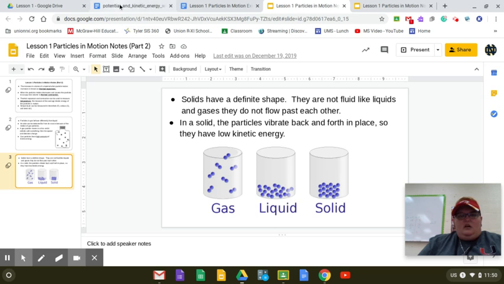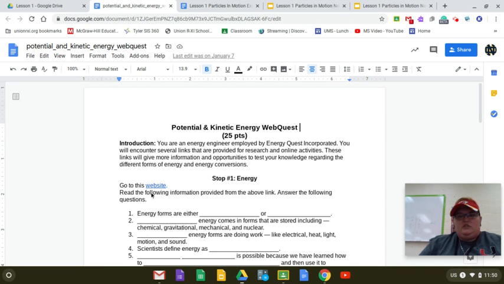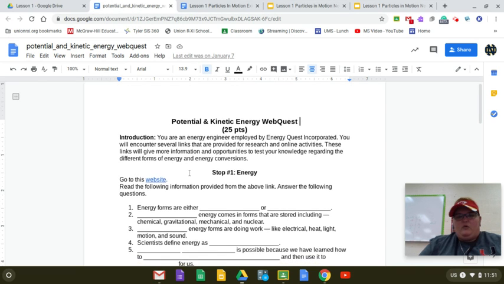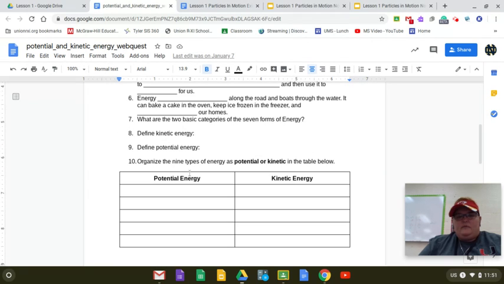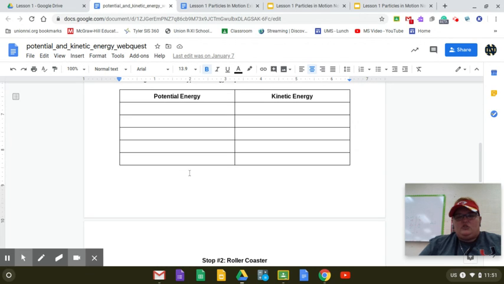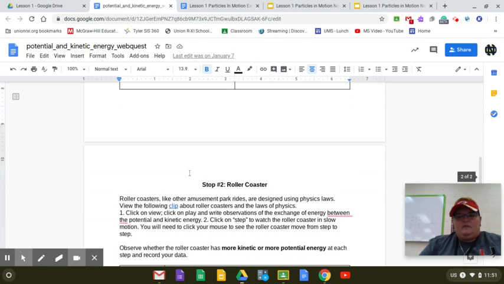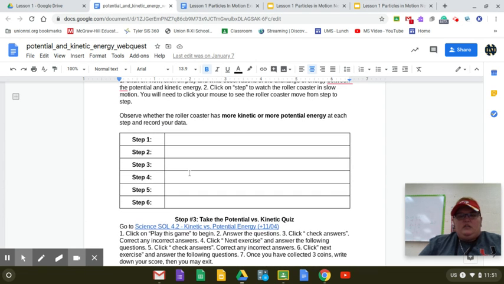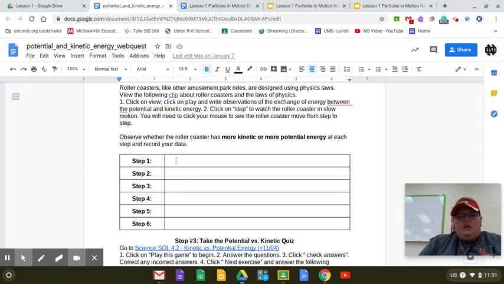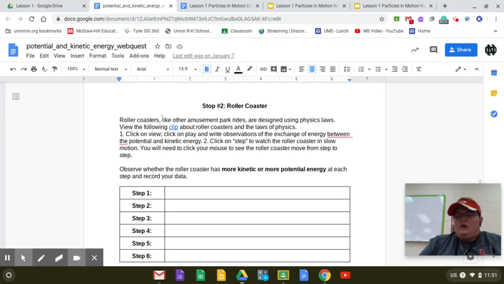Okay. All right. And your other assignment with this is your web quest here. There are a few pages to it, so make sure you do each of them. Go down here. This one here, I want to explain real quick. This is to show how roller coasters can show you both potential and kinetic energy. If you remember, I told you a little bit about kinetic. Well, this web quest will introduce you to potential energy as well.